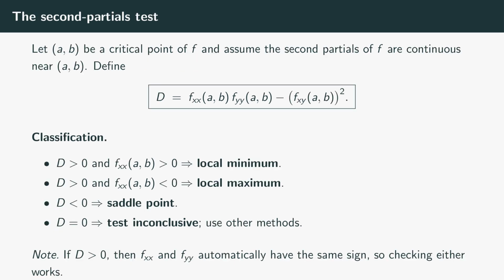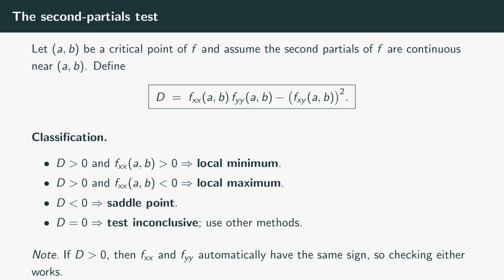Here is the test, the centerpiece of today's episode. Take a critical point (a, b) and compute the three second partials f_xx, f_yy, and f_xy, all evaluated at (a, b). Form the number D, which is the product of the two pure second partials minus the square of the mixed partial. D equals f_xx times f_yy minus f_xy squared. Then read off the classification.